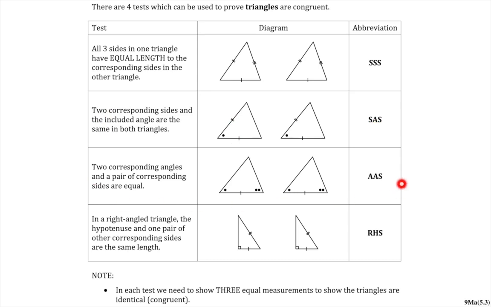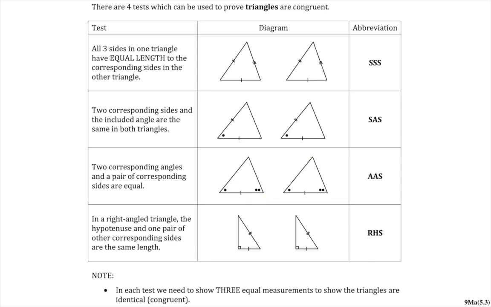The third test, 2 corresponding angles and a pair of corresponding sides are equal. So you have an angle and an angle that matches. That's your A. You have a second angle that matches with a second angle. That's another A. And you have a side length that matches there. And it doesn't matter which side length. It doesn't have to be the one where the 2 angles are on. It could be any side length as long as they match with each other and they're in the right position. Like I can't have a dash there and a dash there because this dash has 1 dot and 2 dots. This one has 1 dot and nothing. So you've got to be careful that they position correctly.